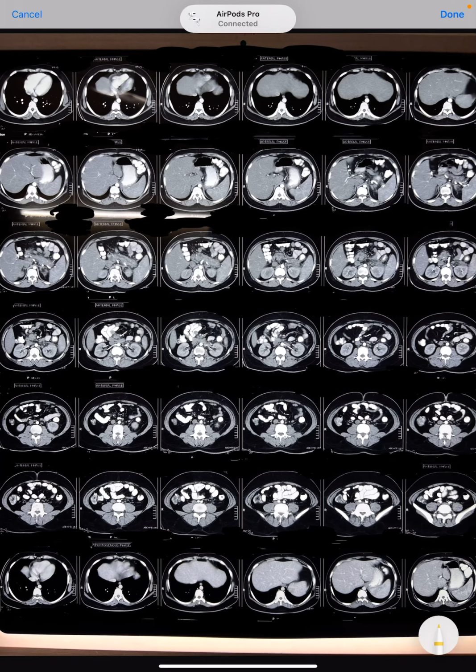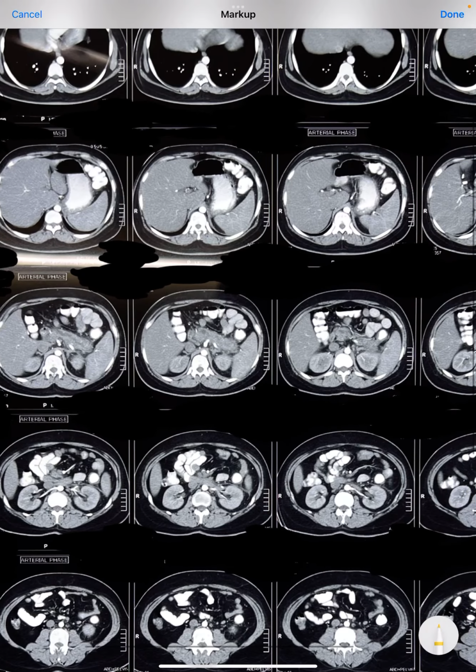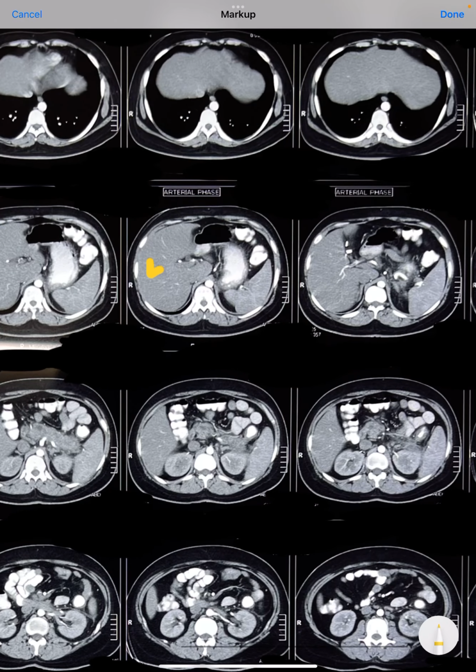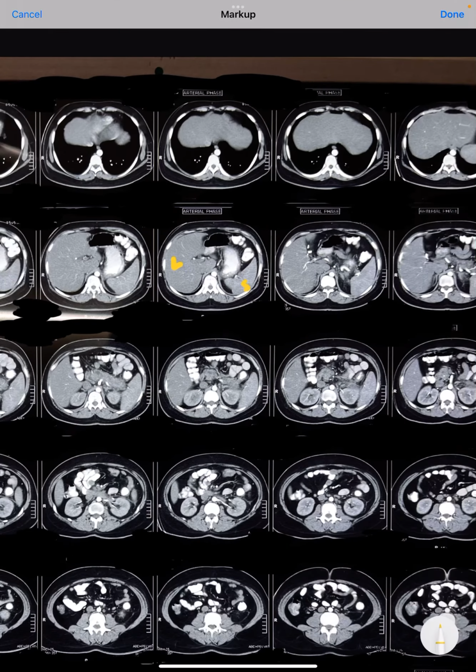Now, this is a CT scan of the abdomen plus pelvis. Today I'll be showing some interesting things in this CT scan. You must know this is a CT scan of the abdomen because this is the liver and this is the spleen. It's very easy to identify them because the liver will be present on the right side and the spleen will be on the left.